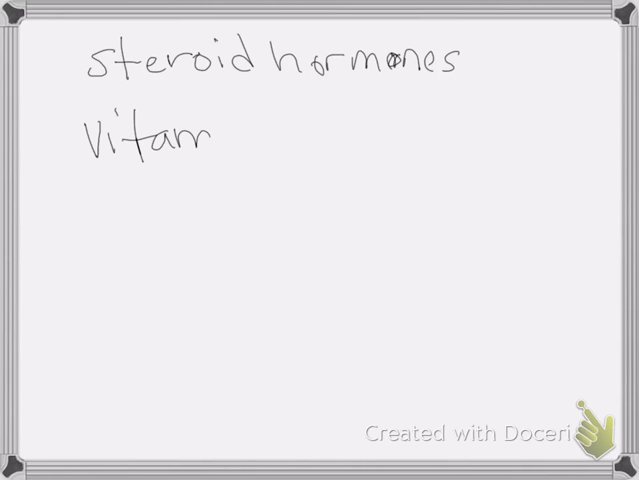There are some steroid hormones. Can anybody name one or more? The sex hormones, testosterone and estrogen, progesterone. There are others, the stress hormone, cortisol. There are some others. Okay, so steroid hormones, including the sex hormones and cortisol, and anything that's called a corticoid is a steroid hormone. Vitamin D is made from cholesterol. Vitamin D is actually turned into a steroid hormone called calcitriol.